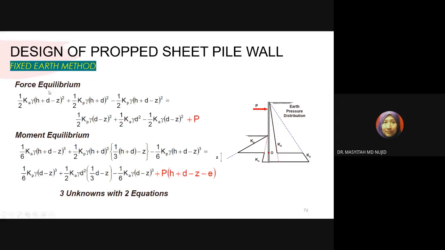So these equations create three unknowns because now we don't know, for example, here the force of the tie, and then we do not know about the D. We also don't know about the Z.